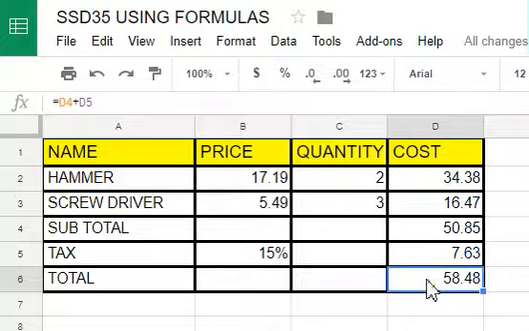And if I click on that cell, $58.48, it's arrived by taking what's in D4 and adding D5. So I'm taking D4, which is the subtotal cost, and D5, which is the tax, and adding them together to get the total. So whenever you want to do a calculation, click on the cell where you want the result to be in, then click on the equal sign, and then perform your operations: add, subtract, multiply, or divide.